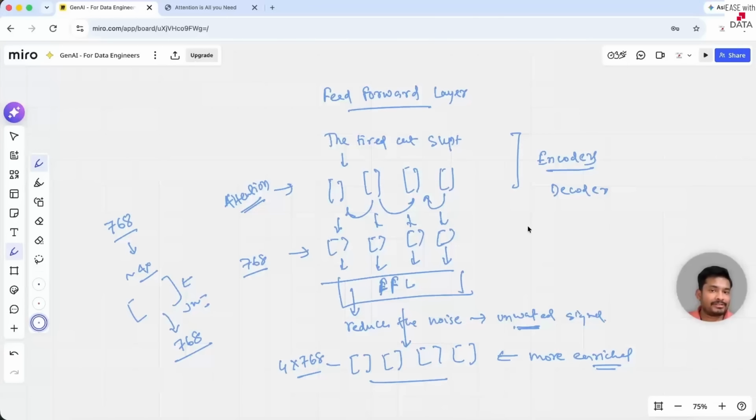So now you understand what exactly happens in the feed forward layer. After the discussion, it is time for private reflection. Each embedding looks within itself to understand what is unwanted signal and tries to reduce the noise. And whatever you get as output of the feed forward layer is of the same size as the input, which in our case is 4 embeddings, each with 768 dimensions, and those are more enriched.